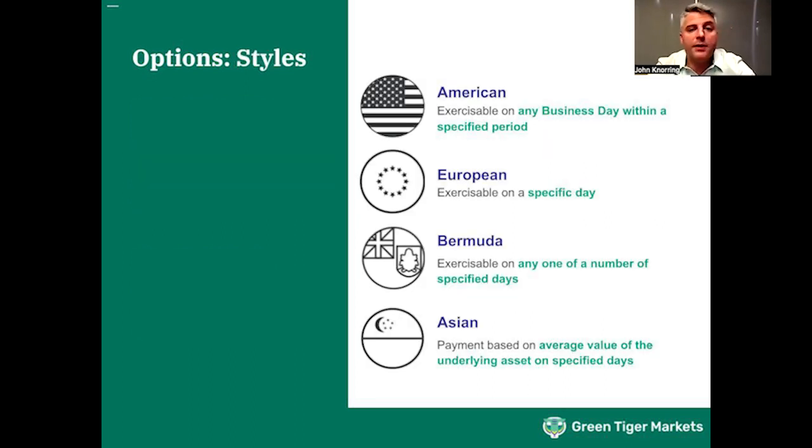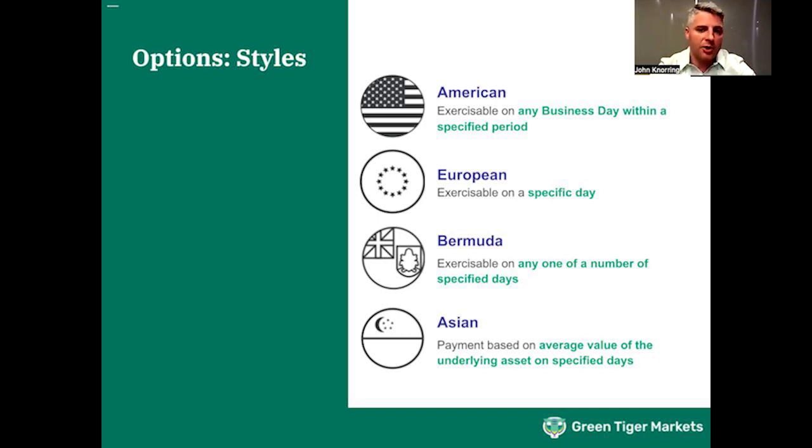Options have 4 different styles of exercise. American and European are the most common. Commodity options in the US allow for American style exercise, which means that if I own the option, let's just say a call option, I can exercise that call option, which means I can say, hey, I want to buy the underlying thing at my pre-specified price at any point between today and when that option expires.